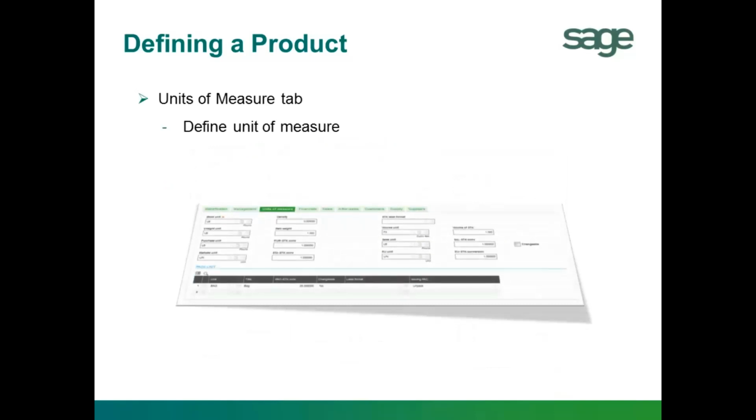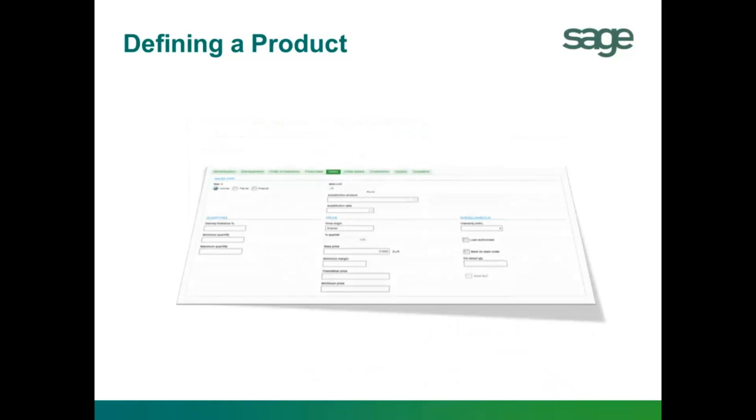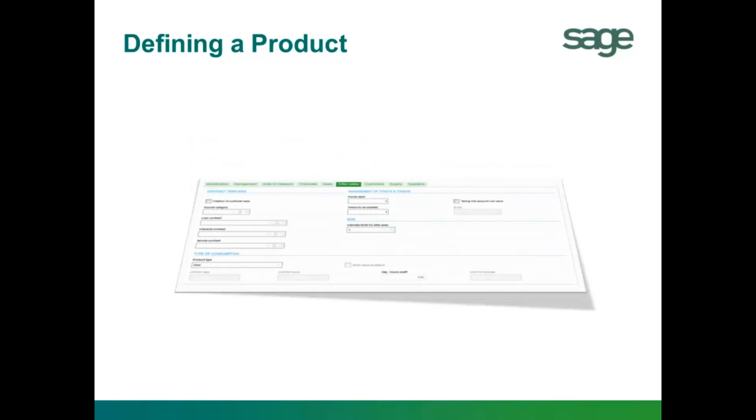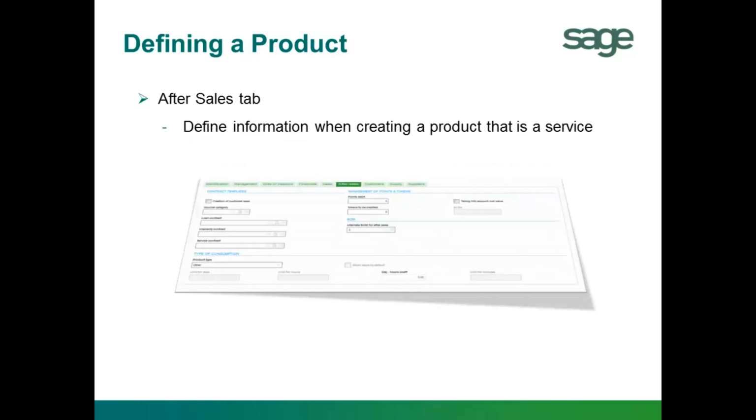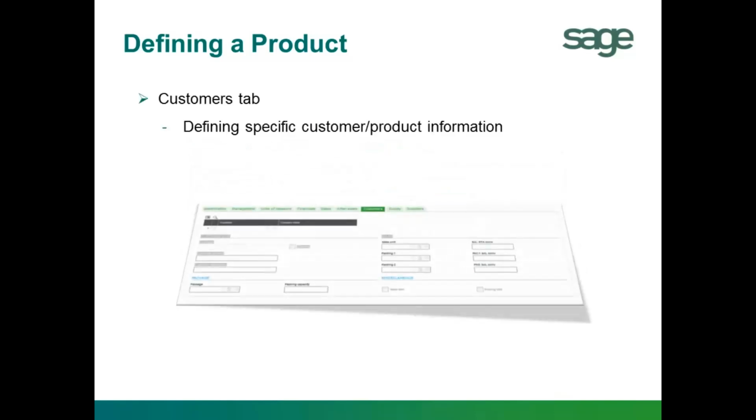The Units of Measure tab can be used to define the units of measure and packing units of measure for the product. The Financials tab is where you set up the accounting data and analytical information specific to the product. The Sales tab is where you define settings specific to selling the product. The After Sales tab is where you define information when creating a product that is a service. You also can define the Customers tab for specific customer product information. This includes the customer's product ID, description, as well as any specific sales and packing units of measure information.